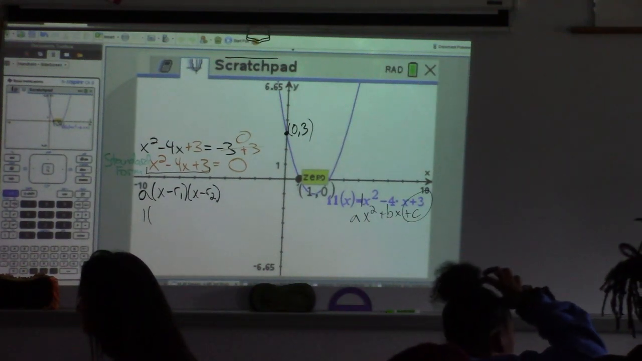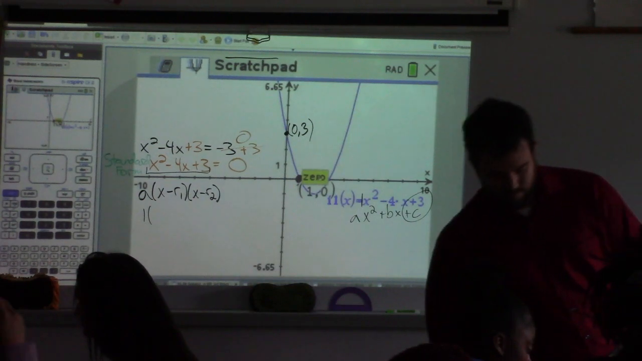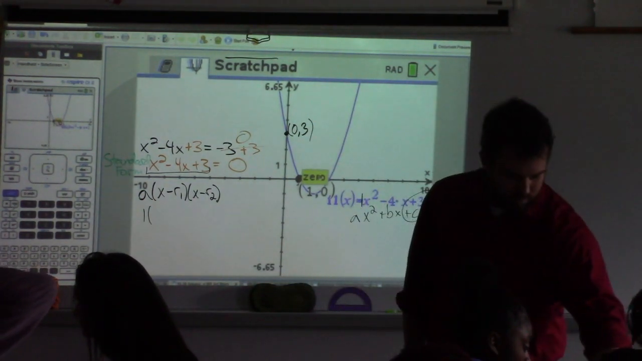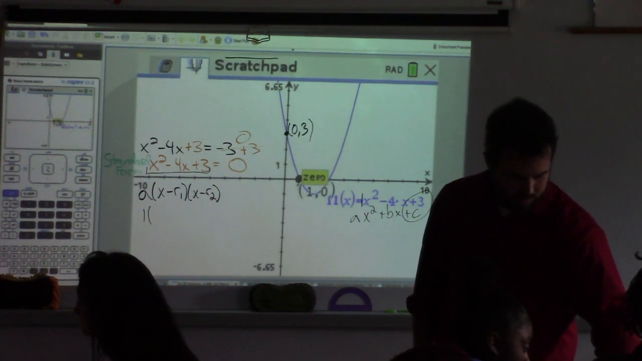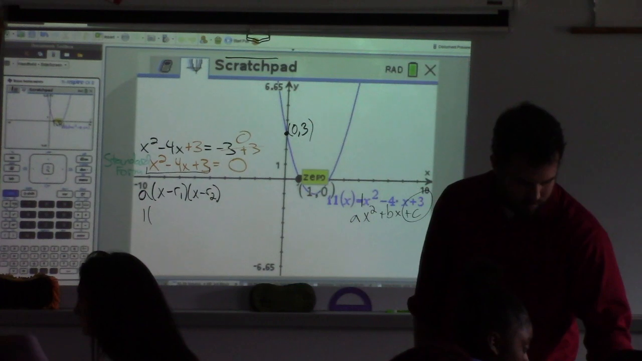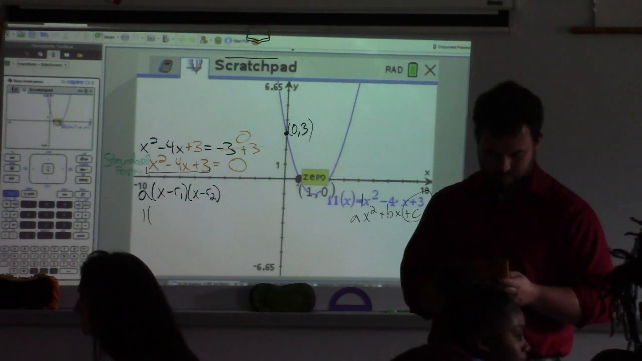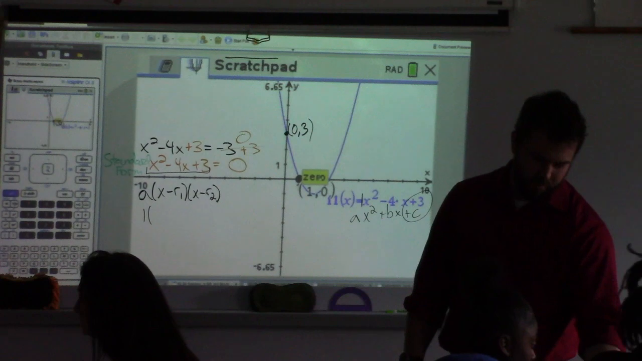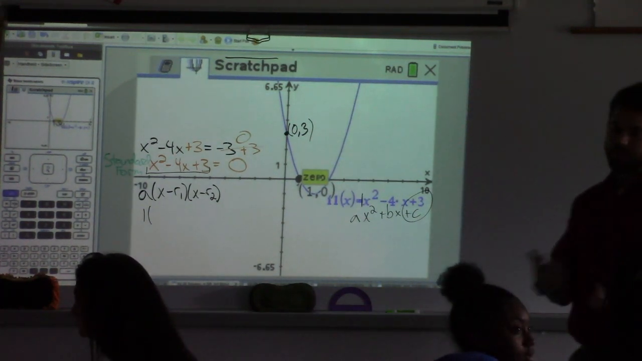Hit Control Z. Do it again. Hit Control and then Z. One more time. Control Z. See that? How did you do that? There it is. You just have to hit Control Z there until it gets back. Okay, or just graph it again.